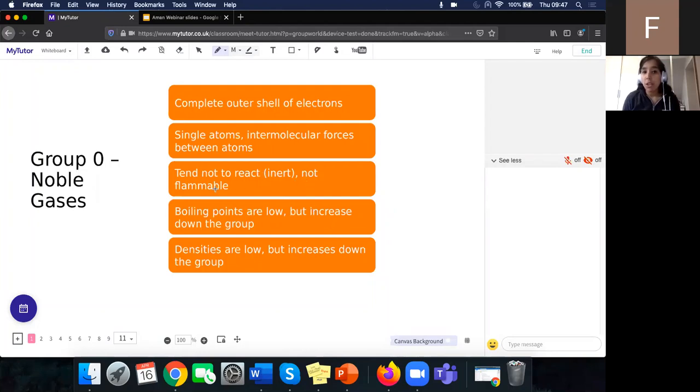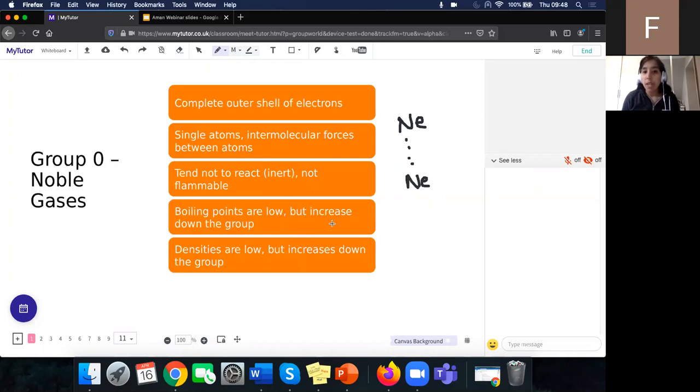And that means that they don't catch on fire, so they're non-flammable. It also means that they go around as single atoms, so they don't form bonds with each other or any other atoms. And that means that between atoms of the noble gases, there are only intermolecular forces. So between neon atoms, you will find intermolecular forces. And that obviously gives the property of a low boiling point. So we covered that last week. If there are intermolecular forces, there's little energy needed to overcome them, and therefore they have a low boiling point.